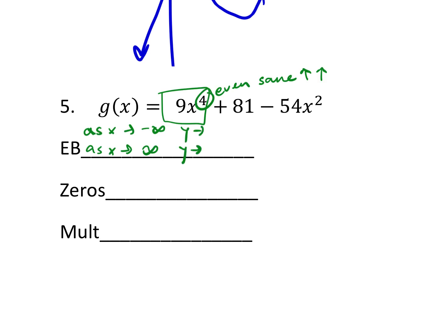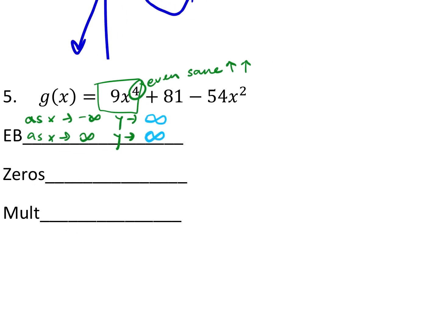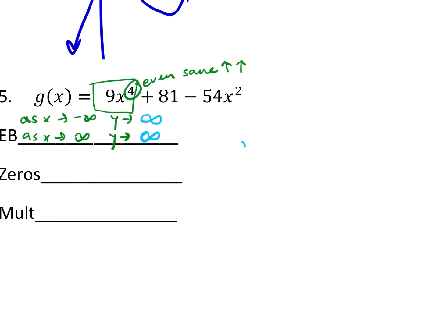Then y goes to, what's our left arrow doing? It's going up to infinity. What's our right arrow doing? Up to infinity. So now let's find our zeros. I'm going to put it in standard form to help us solve. So I have 9x to the 4th power minus 54x squared plus 81.